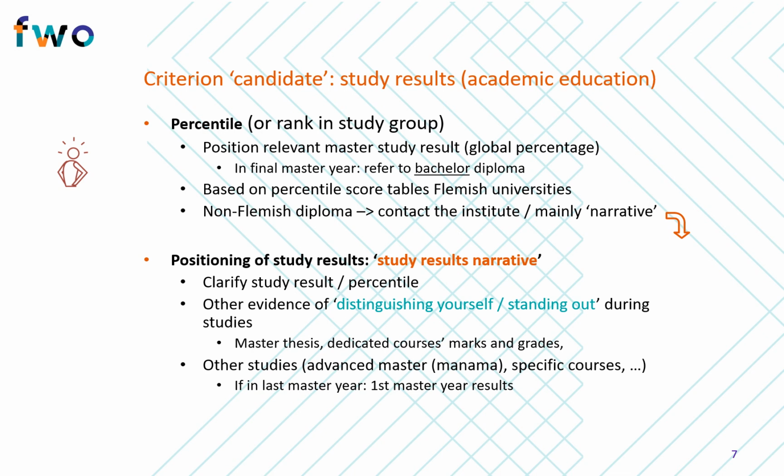In case an applicant is still finishing the master's degree, then they could, for example, also provide information on achievements in the final year of study. Percentile information is provided systematically for all Flemish degrees. As not all applicants have graduated from a Flemish university, they may not be able to provide this very specific information. These applicants are instructed to provide as much information as possible in the narrative section of the study results.